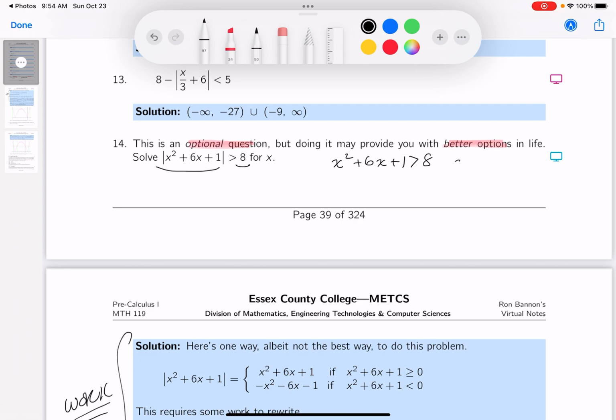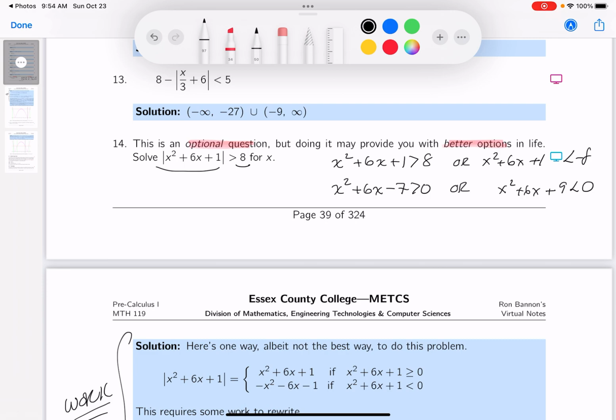or it could be this over here, less than minus 8. All right, let's take a look at this. What do you get over here? x squared plus 6x minus 7 greater than 0, or this one's going to be x squared plus 6x, let's see, plus 9, less than 0.